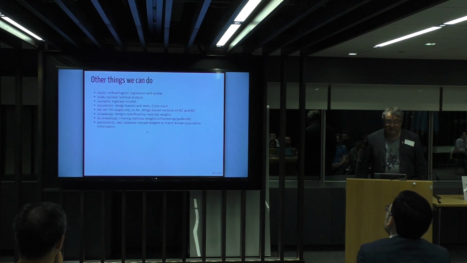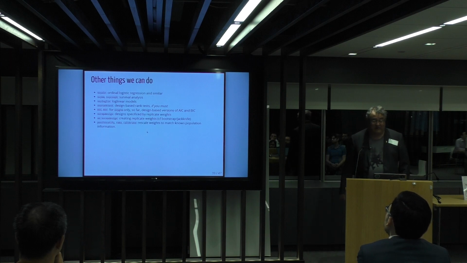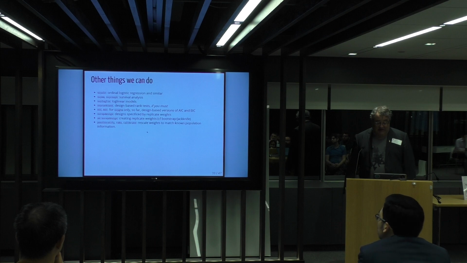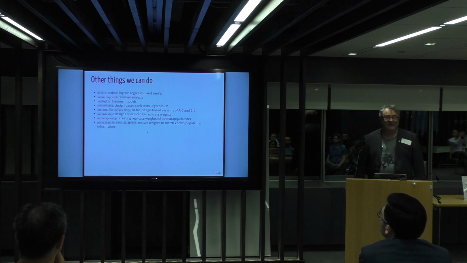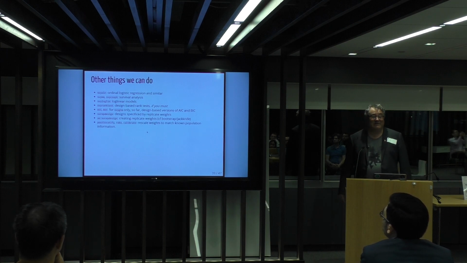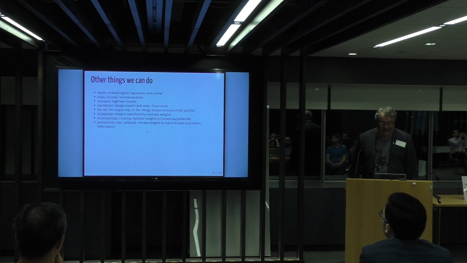Other things we can do: ordinal logistic regression, so the proportional odds model, survival analysis, log linear models for contingency tables, rank tests. If you must do rank tests, at least you can do design-based ones that are proper, that do the thing they're trying to do properly.